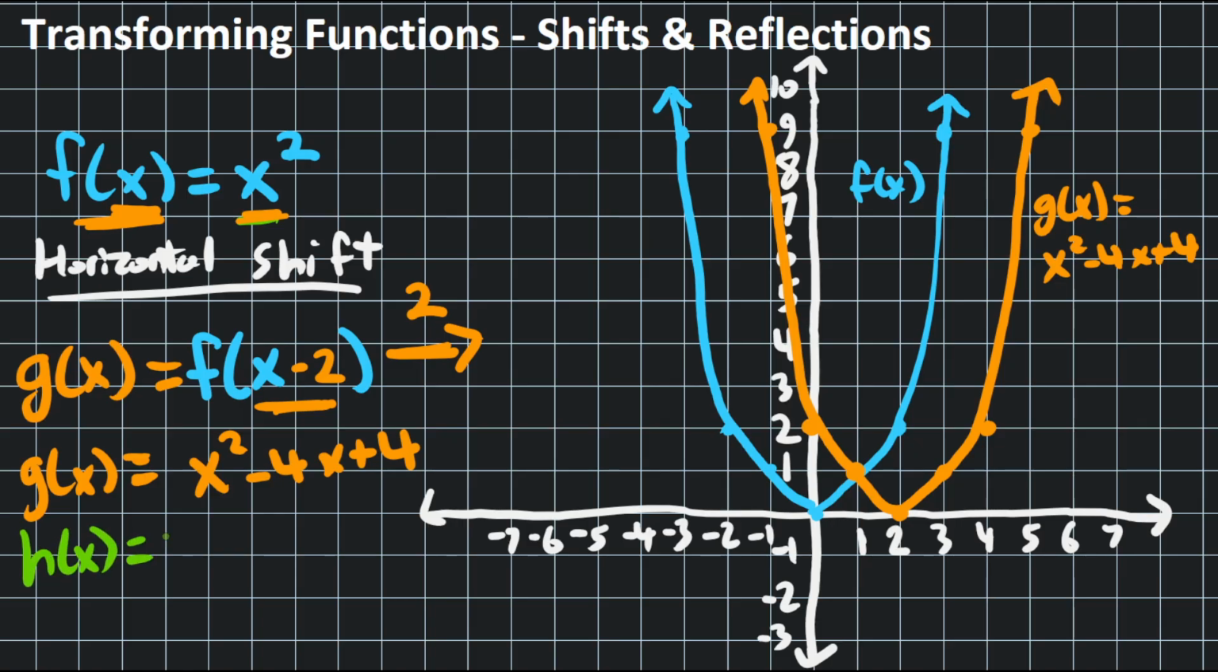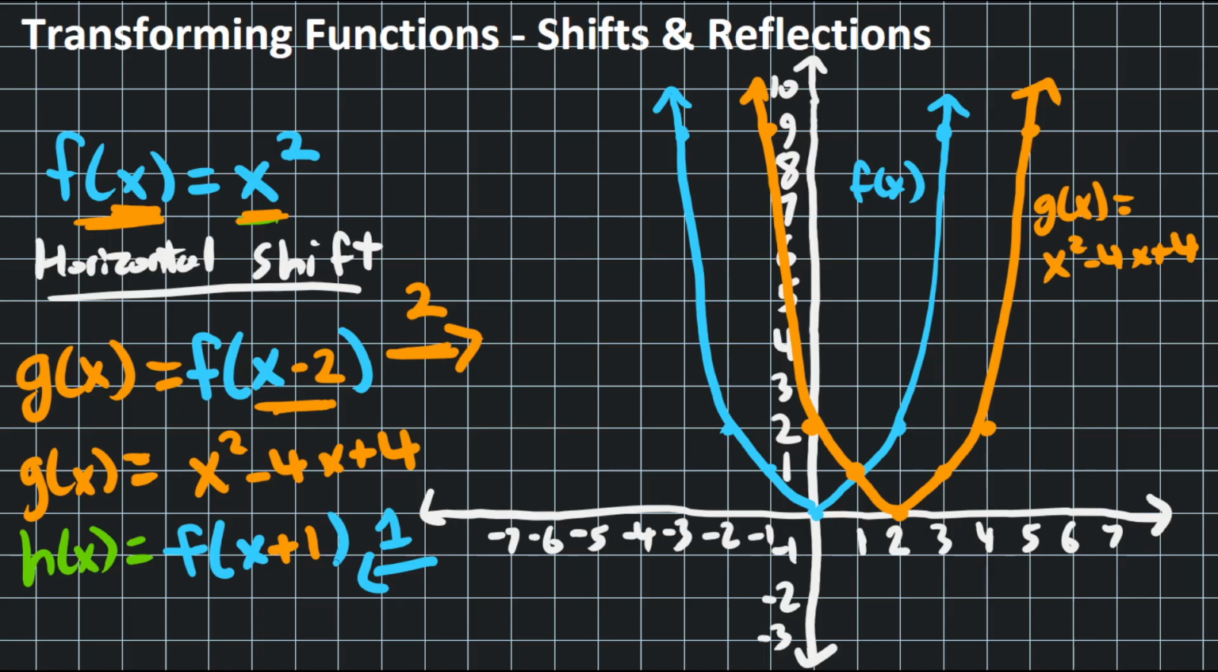So h of x is going to shift f of x one space to the left. So how do we go one space to the left? We want to go left by 1. We are going to do f of x plus 1.